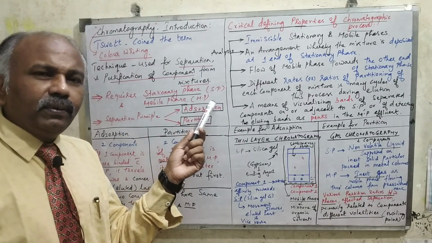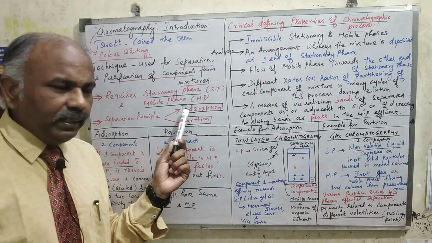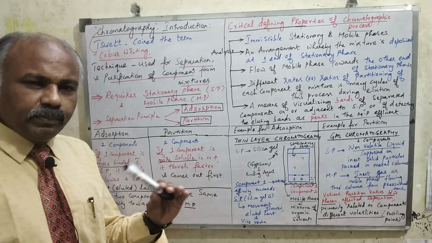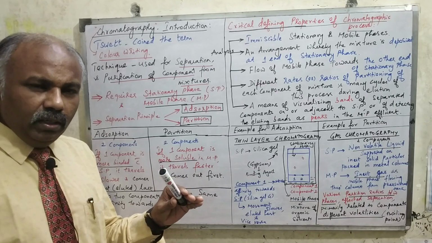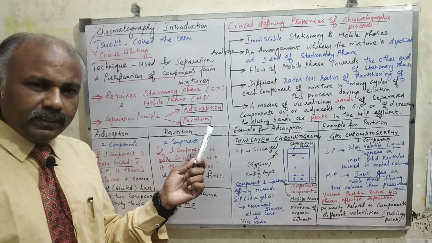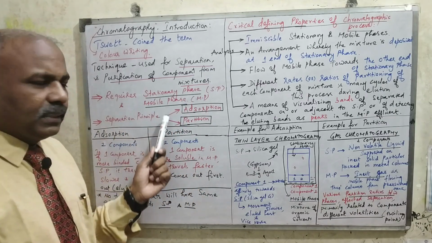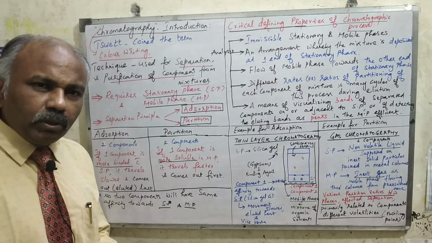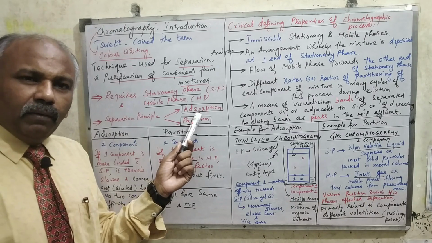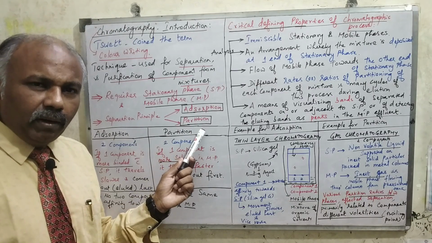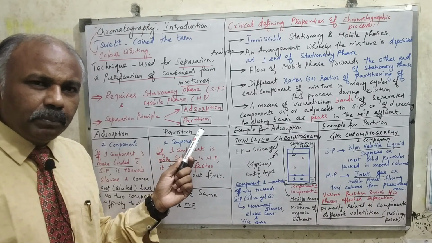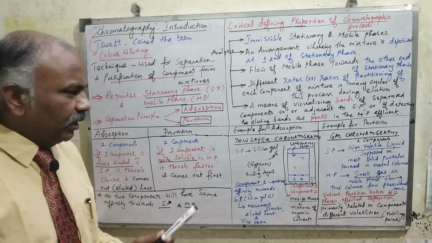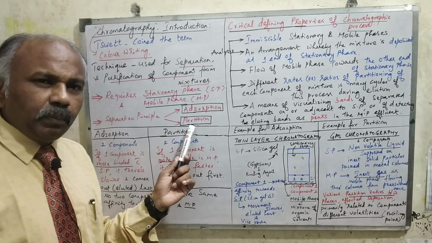One is the stationary phase and the other one is the mobile phase, right? So the stationary phase will not be moving. It is basically an immobile one, whereas the mobile phase is a moving phase, right? So what is the separation principle? How can the components be separated using chromatography? Either with the help of adsorption or with the help of partition. These are the 2 important principles underlying any chromatographic separation.